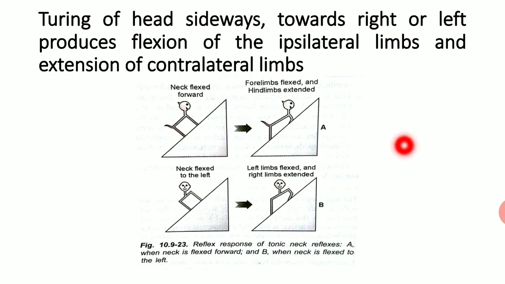Now another response: turning of the head sideways, figure B, towards the right or left, produces flexion of the ipsilateral limb and extension of the contralateral limb. So in figure B, the neck is flexed to the left side. Then on the ipsilateral side, meaning the same side, there is flexion of the limb, and on the opposite or contralateral side there is extension.